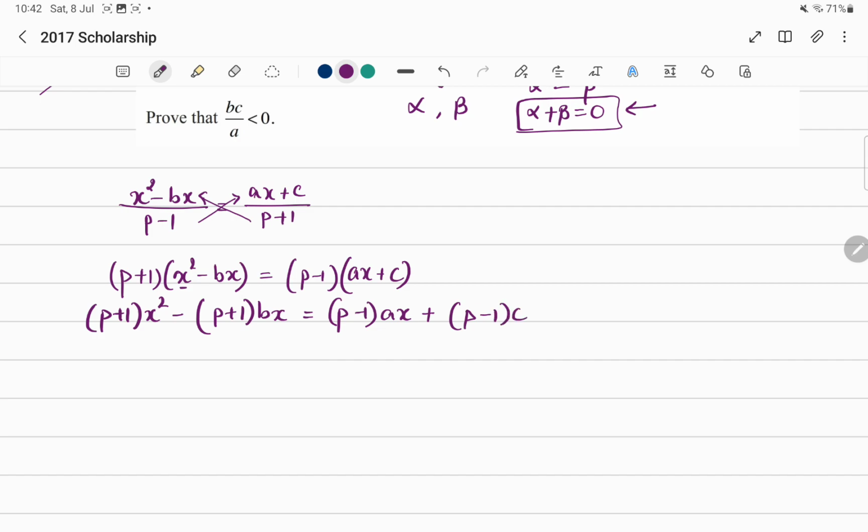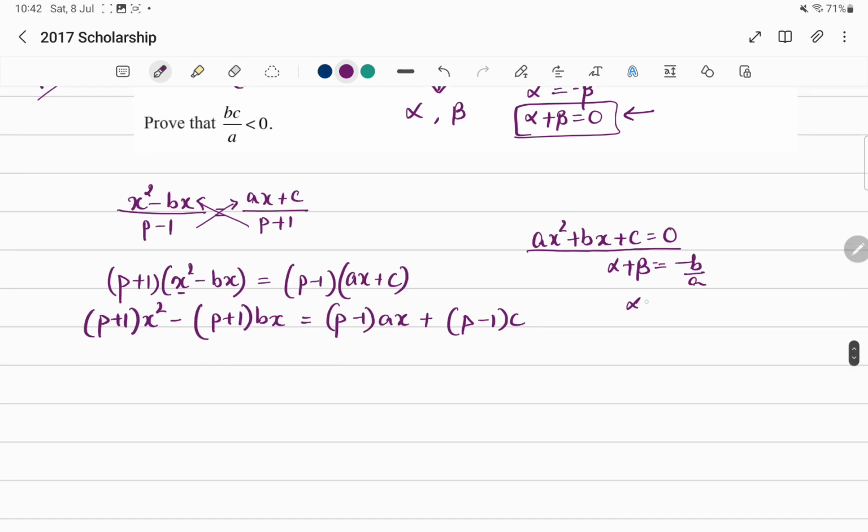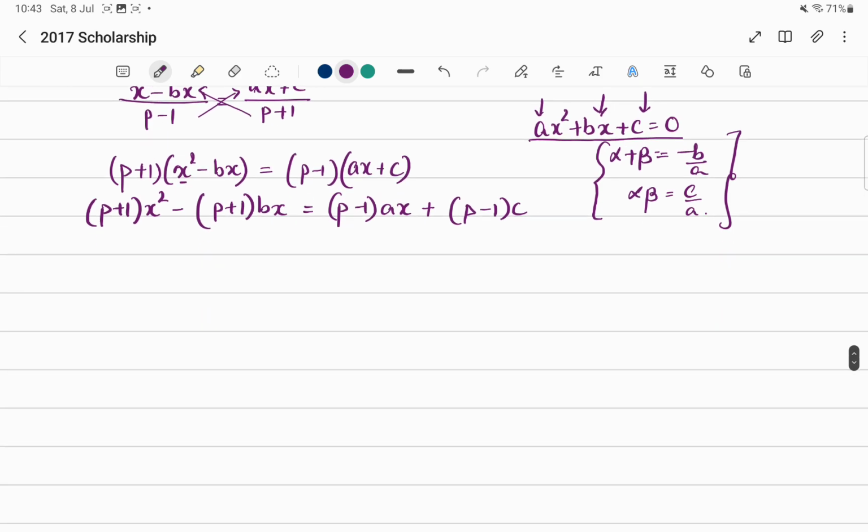This will all make sense because we have to compare it with the equation ax squared plus bx plus c equals 0, because in this equation alpha plus beta is equal to minus b over a and alpha times beta is equal to c over a. So we will be using this. We need a, b and c, and in this way, if we don't expand, it's just a little easier for us to solve.